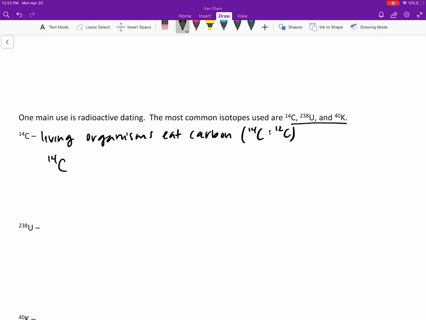So carbon 14, which is found in nature, is going to start decaying automatically to nitrogen 12 through emission of an electron. And what this means is that the ratio is going to change. So this is going to be depleted.